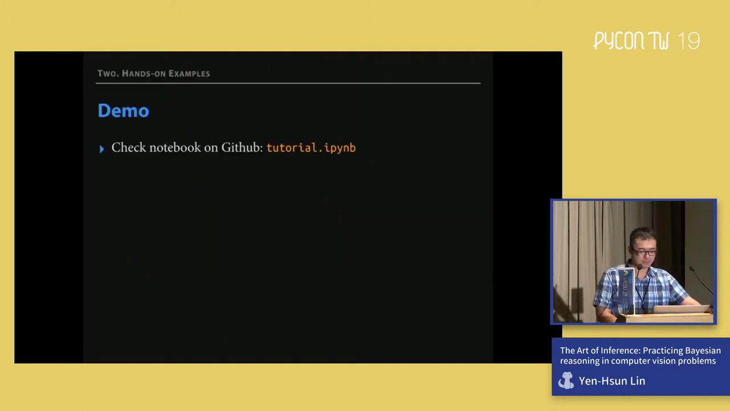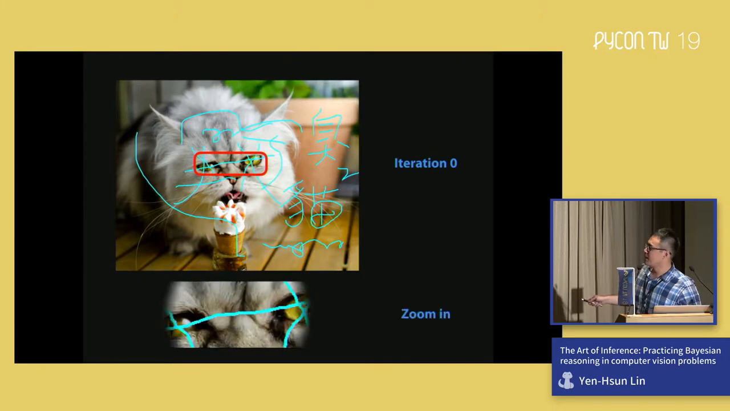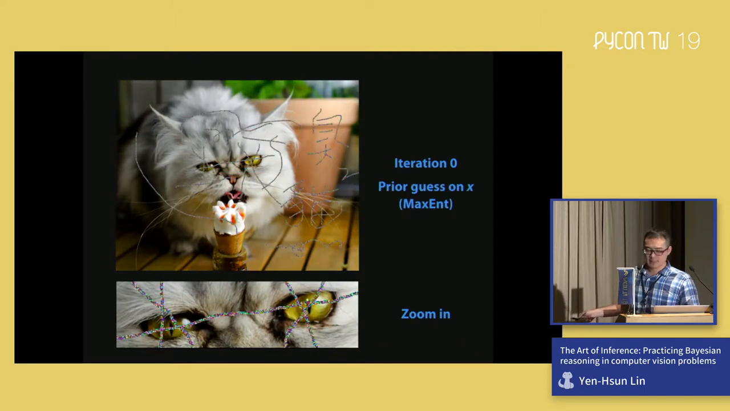Okay, so again, let me directly show you my results here. For the scratch region, I particularly select this region out and zoom in to make you see clearly that there are some scratches on the cat's eyes here. So I want to restore it. Before sending it into the restoration process, I have to have some guess on the scratch region, so my prior guess satisfies the maximum entropy.